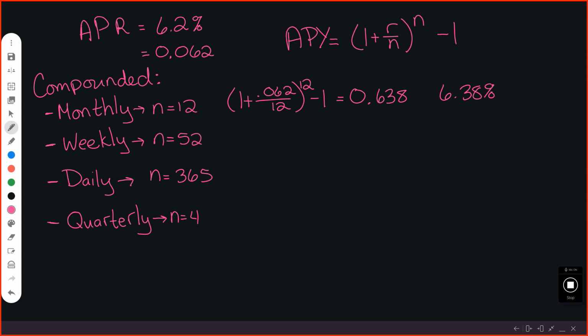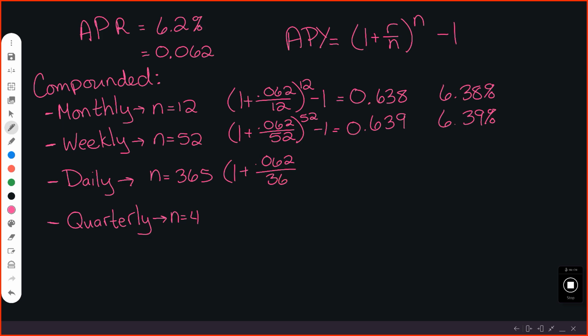All right, so for weekly, it's going to be the same. 1 plus 0.062 over 52, to the 52, minus 1. And I'm just going to change my 12s to 52s, and I'm going to get 0.0639. So that's going to be 6.39% if it's compounded every week. If it's compounded every day, I'm just going to change my 52s to a 365.